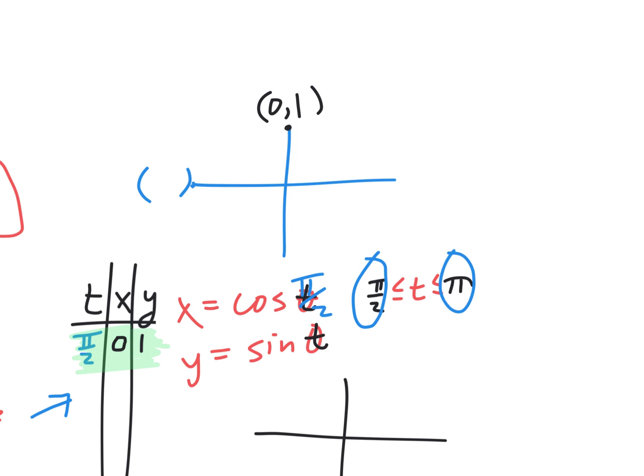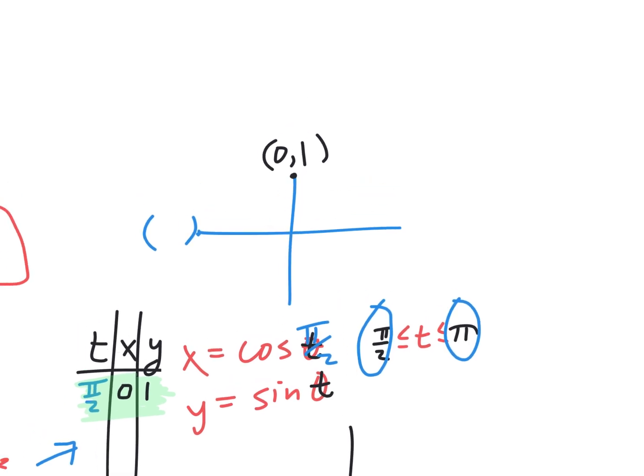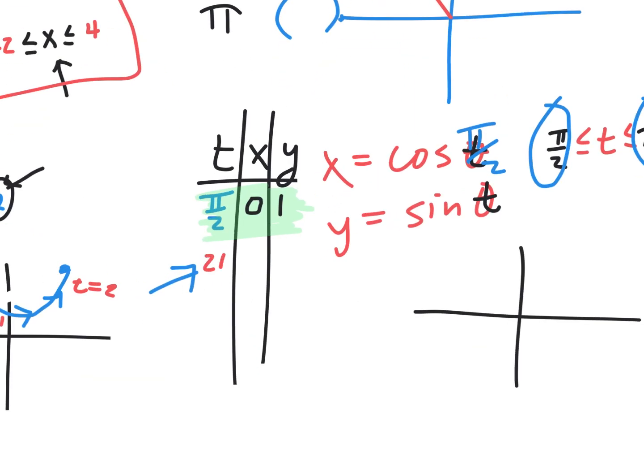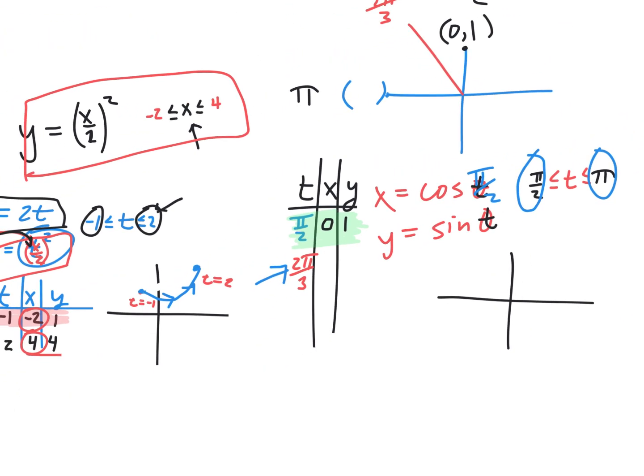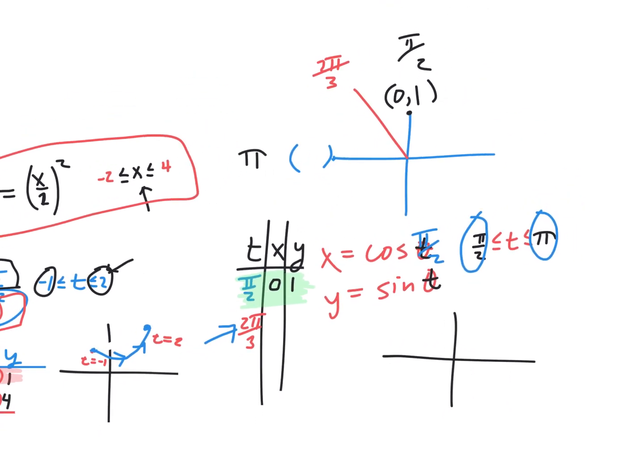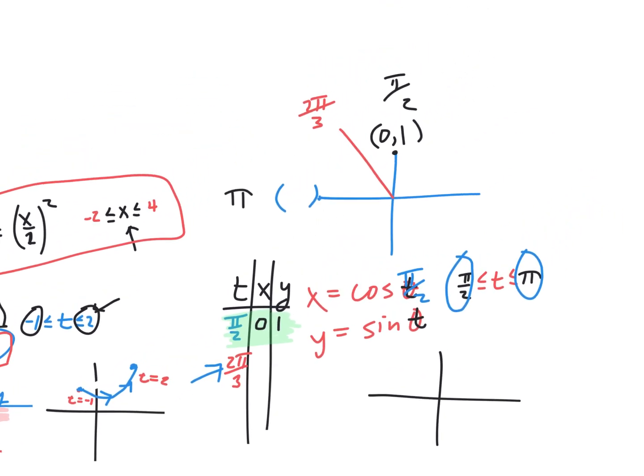1/3 of a pi is only here. This is where pi over 2 is. This is where pi is. What's something between those two? 2 pi over 3. 2 pi over 3 would absolutely work. That's like here-ish. So let's use 2 pi over 3. Now I've got the beginnings of a triangle right there.